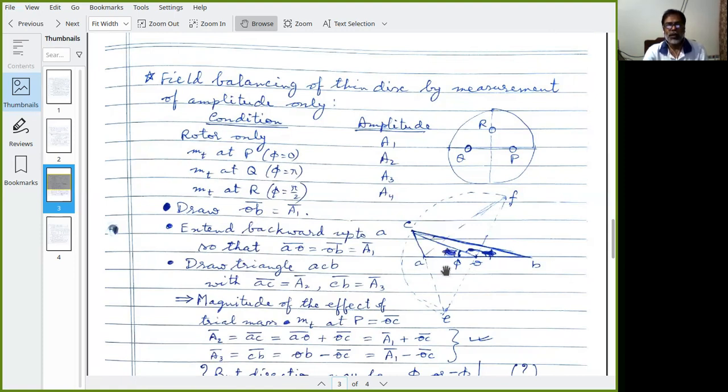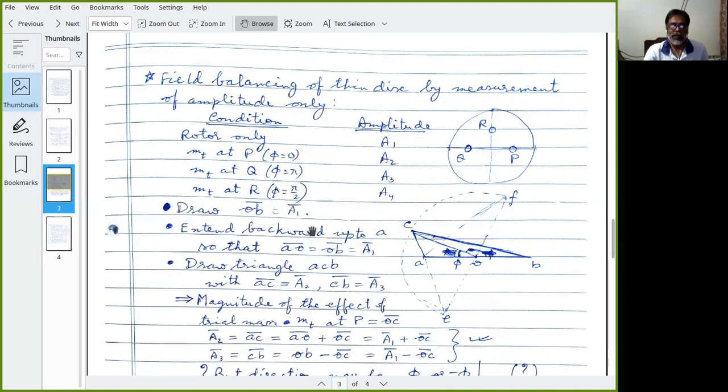Basically, what you need to do is construct a triangle with one side AB of length 2A1, another side AC with the length A2, and a third side CB with the length A3. With the three lengths 2A1, A2, A3, you can construct a triangle. So that triangle you have to construct. In a different way, the same thing has been mentioned here.